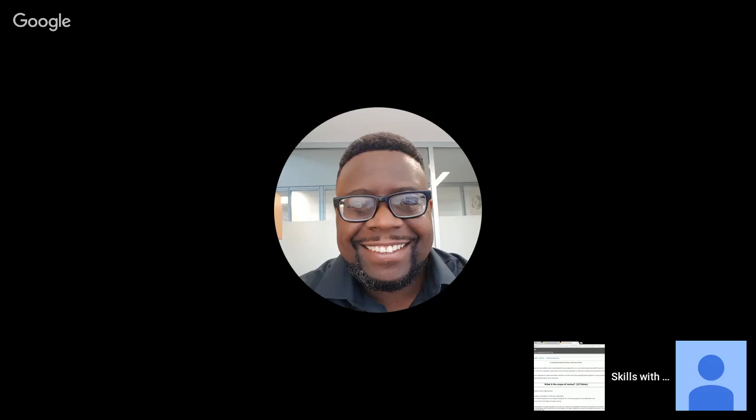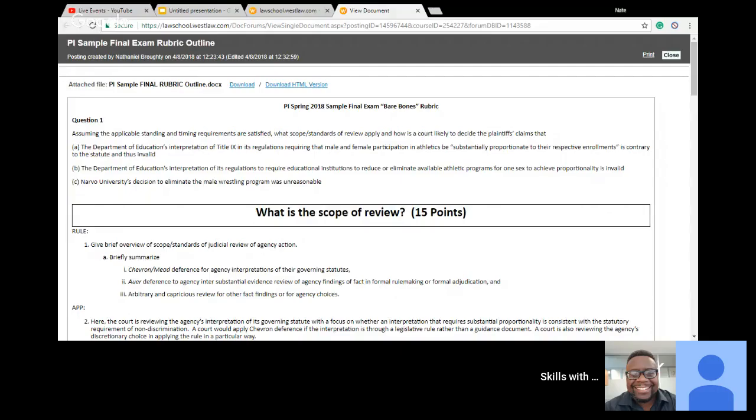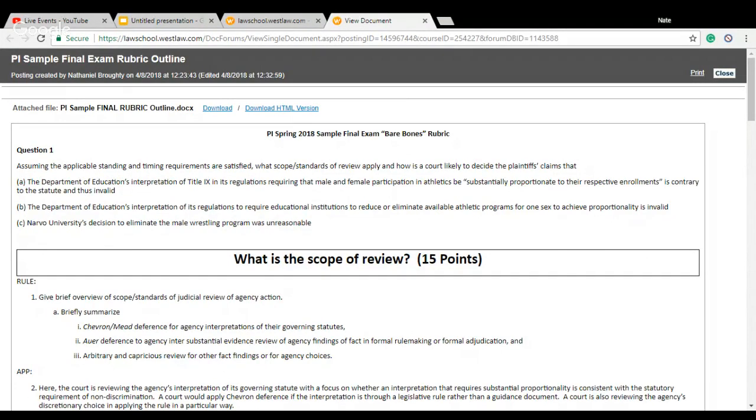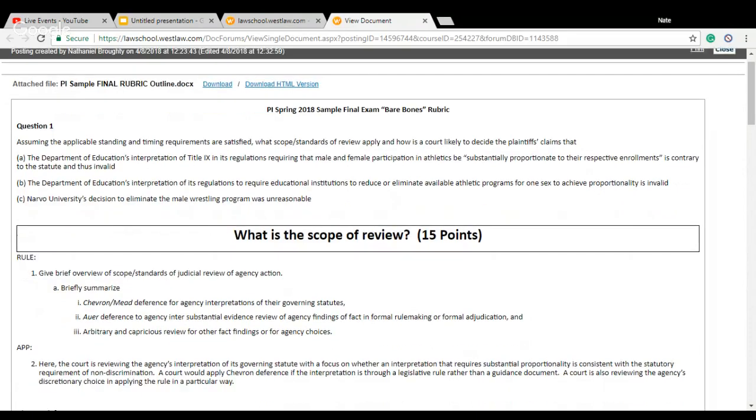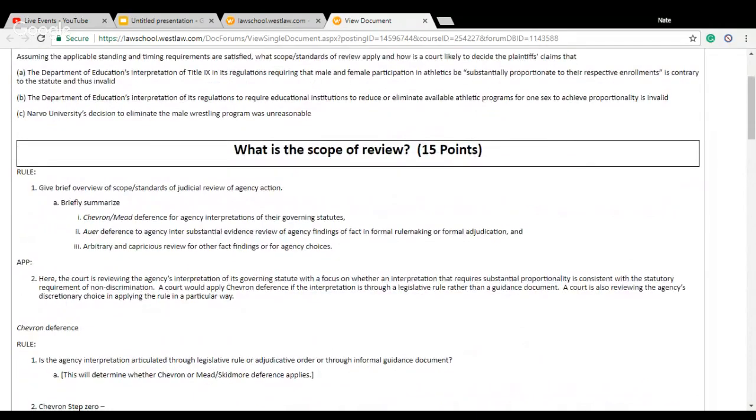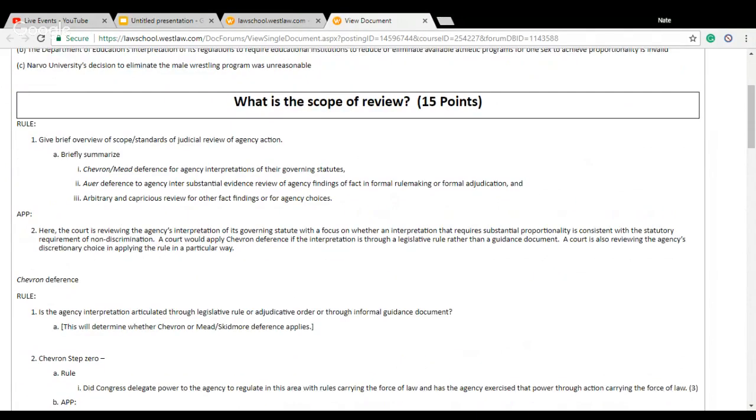Okay, all right. So we're back in action. This is the PI Spring 2018 sample final exam. Now, this is from the professor's bare bones rubric, but I changed it into more of an outline format. When we look at it, you'll see the first question, scope and standard of review. Here I've broken it down into an outline format, so this is exactly what the professor is looking for. And you'll see point allocations sometimes next to them, to tell you if it's 1 point, 2 points.